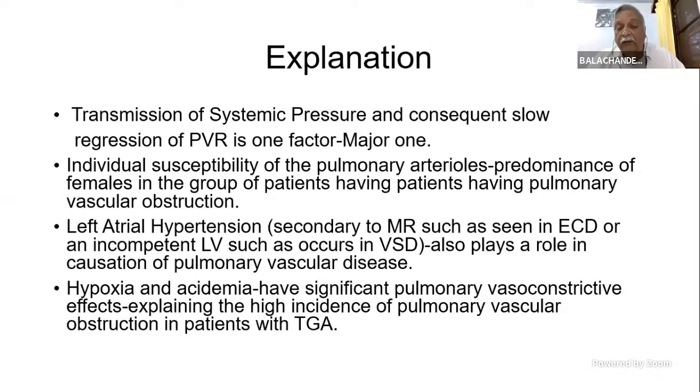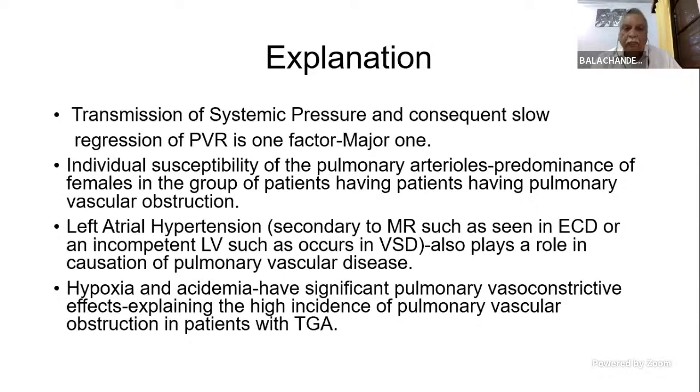know the role of genetics, that is the bone morphogenetic protein receptor 2, which is also BMPR2, which is responsible for 70% of the patients with familial pulmonary arterial hypertension, and 10 to 40% of patients with sporadic idiopathic pulmonary arterial hypertension. Now, left atrial hypertension, which is secondary to MR, which is seen, for example, sometimes with a large VSD and an incompetent mitral valve, plays a role in causation of pulmonary vascular disease. Then hypoxemia and acidemia also cause constriction, and this is a very constant factor in TGA.